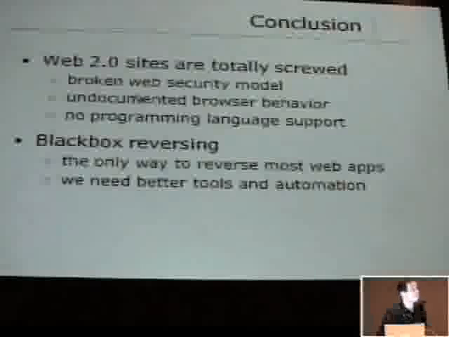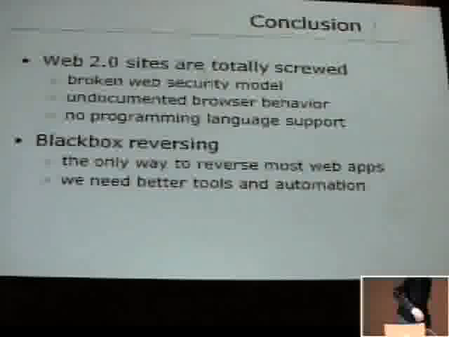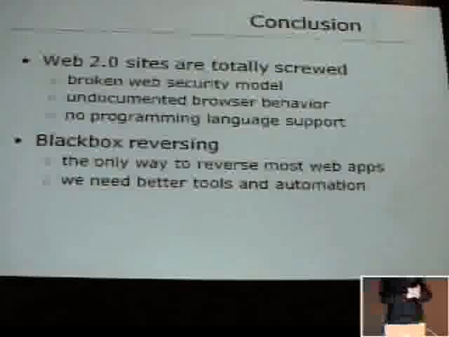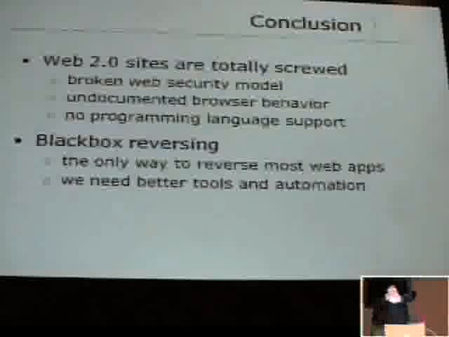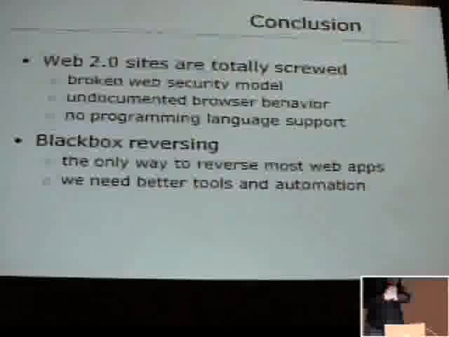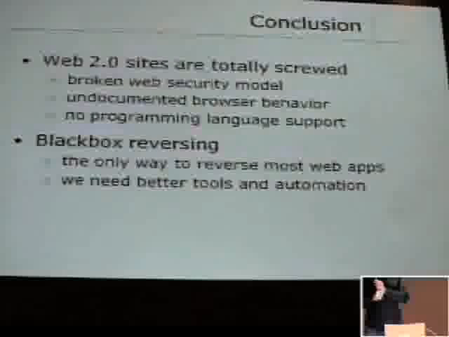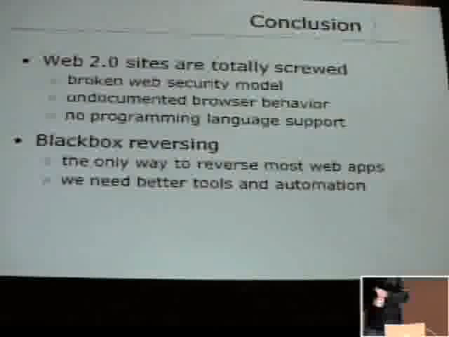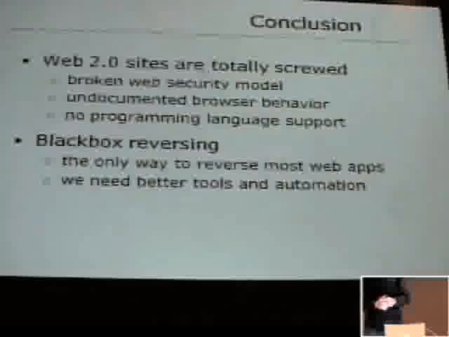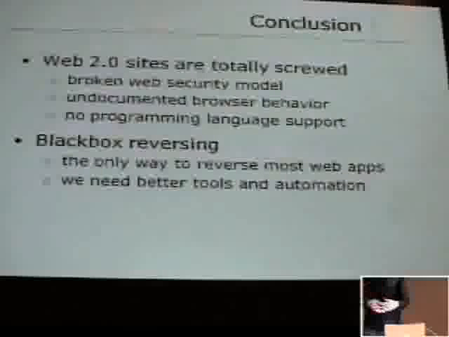So, in conclusion, there are a lot of problems with Web 2.0 sites and the general architecture there. The reasons for these problems are, first, the web security model, which was designed with the assumption that sites only contain safe content that was put there by the creator of the site. They did not anticipate having third-party data, dynamic data, user-contributed content.